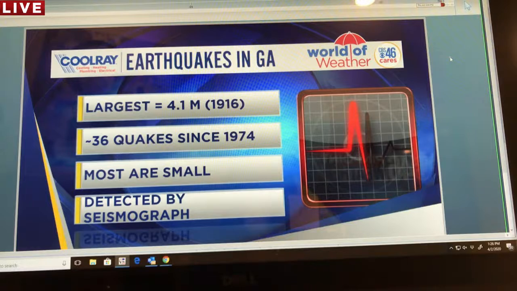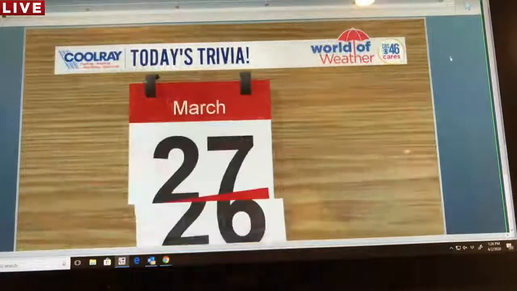Most of them you don't even feel, and even if you do feel it, it's not going to cause any damage. So do we get earthquakes in Georgia? Yes, but they're not very strong, and it doesn't happen very often. And most of them are detected by seismograph, which is the instrument we use to detect earthquakes and see how strong they are. So that's how we even know there was an earthquake. Otherwise, many times we wouldn't even know exactly what it was.